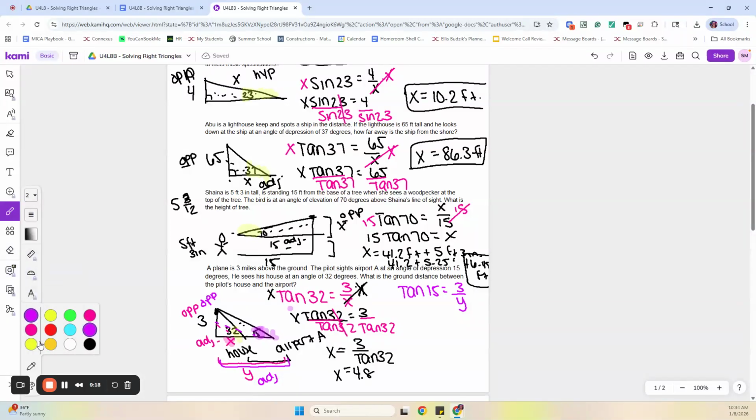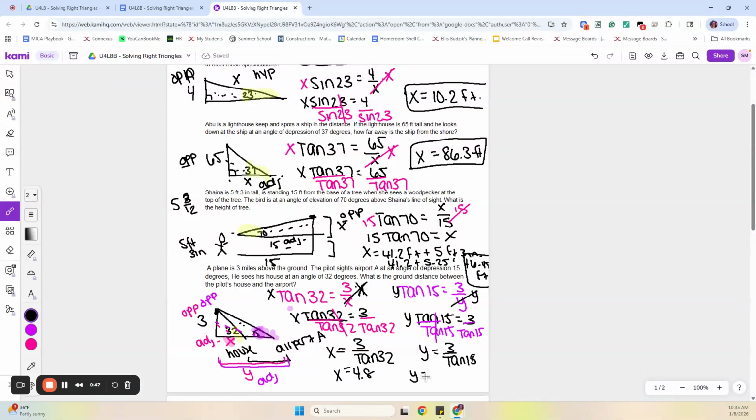So again, we would just multiply by that denominator, multiply by y. I get y tan of 15 equals 3. Divide by tan 15. I get y equals 3 divided by tan 15, which equals 11.2.